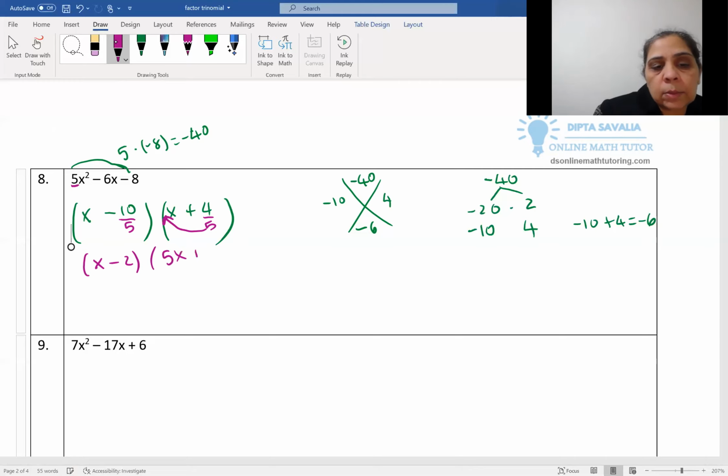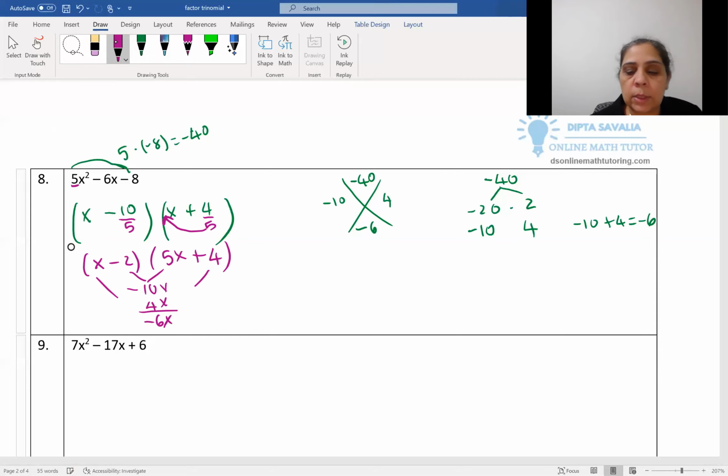So 5x plus 4. Now if you check, x times 5x is 5x squared, negative 2 times 4 is negative 8. And you can check the middle term like this. You do the product of the inner terms. Negative 2 times 5x is negative 10x. x times 4 is 4x. You will get negative 6x. You will get your answer.